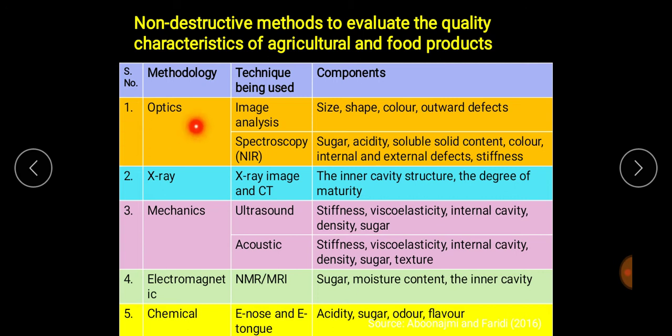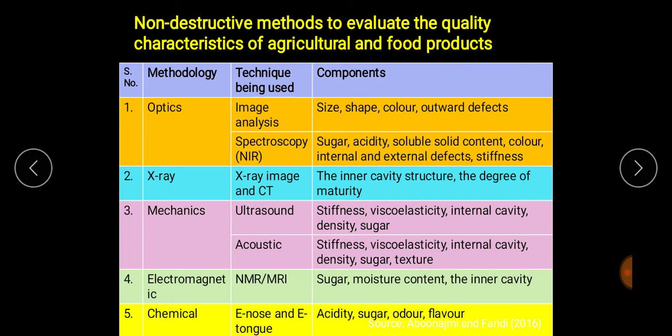All these things are dealt with what? Optics, like size, shape, color, outward defects, all these things by the help of image analysis. Then with spectroscopy analysis, you can understand the sugar, acidity, soluble solid content, color, internal and external defects, stiffness. Because NIR spectroscopy calculates how much the material is absorbing. Based upon that you can quantify the quality of that material, the taste, acidity, solubility, all those things.